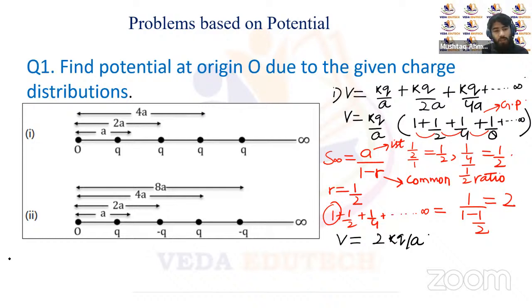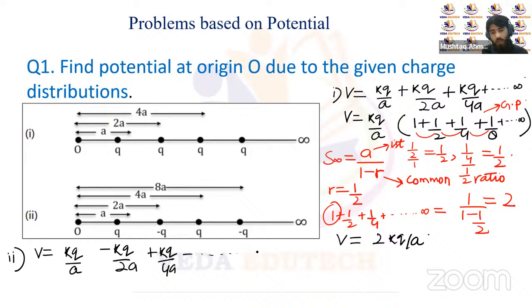And similarly, if we try to find the potential at origin O because of this second charge distribution, the potential here will be equal to kq upon a. Then we have a negative charge, that's minus kq upon 2a. And then we have a positive charge again, so it will be plus kq upon 4a, and so on up to infinity.